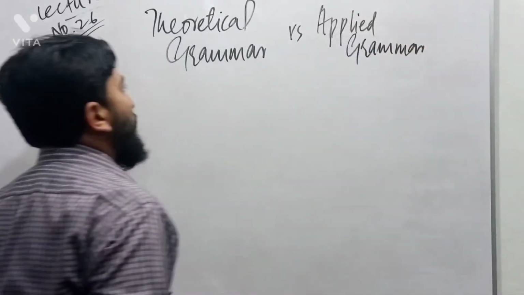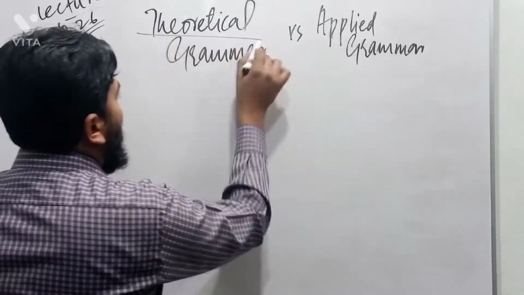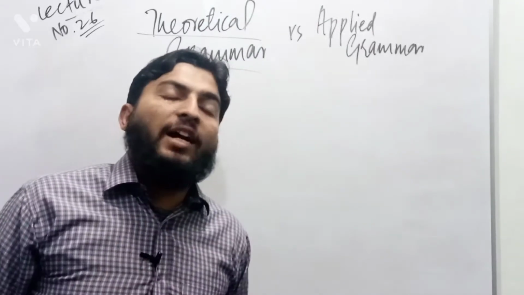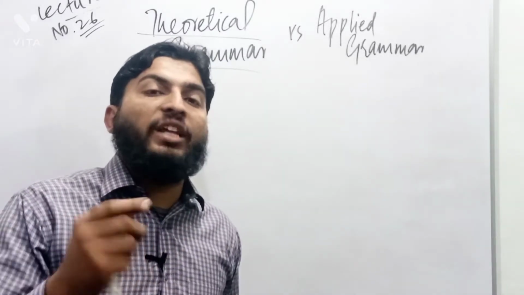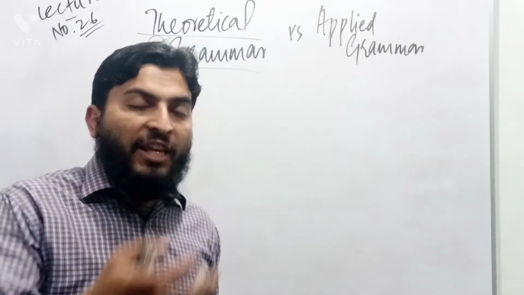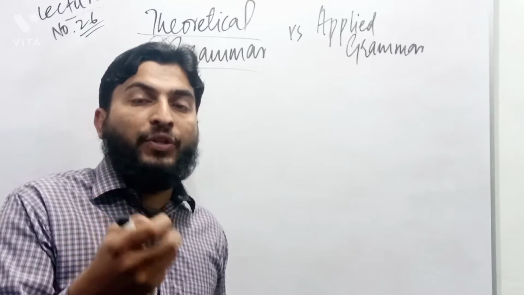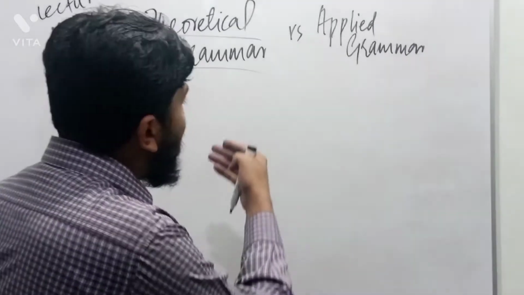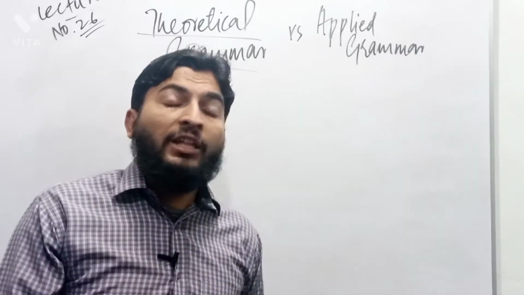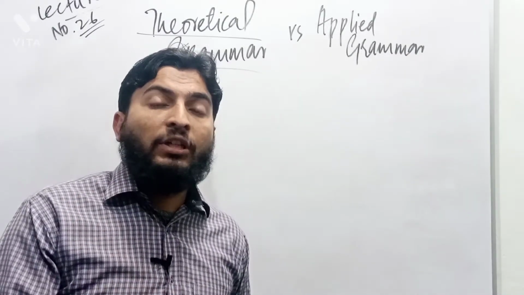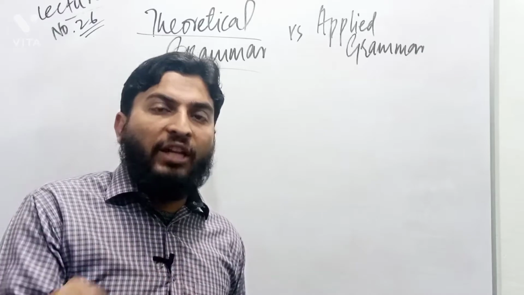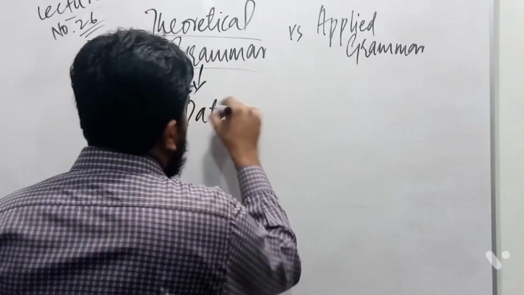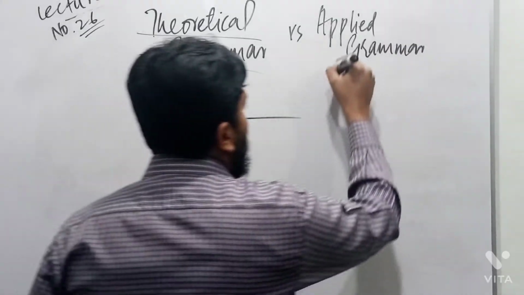It is quite clear to us that a theoretical grammarian, when he applies theoretical grammar, actually finds out data through observation. He finds out corpus through observation. The word theoretical itself gives us the meaning of theory. Whatever he finds out is here in data. This data is conferred, is given to the applied grammarian.